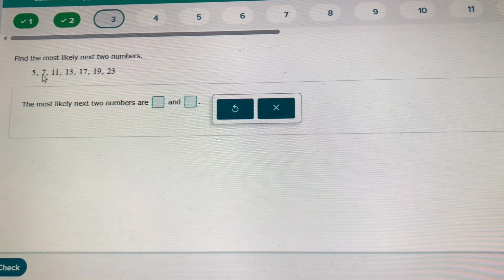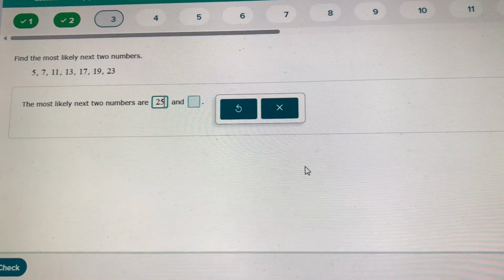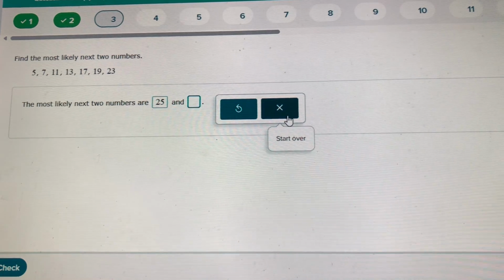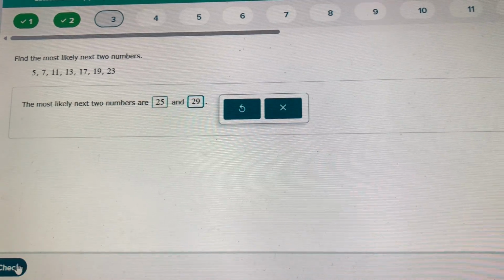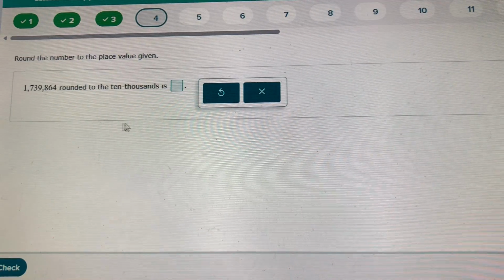So up by 2, up by 4, up by 2, up by 4, up by 2, up by 4. So there's an alternating pattern. The next one should go up 2, 23 plus 2 is 25. And then you go up 4, 25 plus 4 is 29. And this is all inductive reasoning because I'm using examples to figure it out.